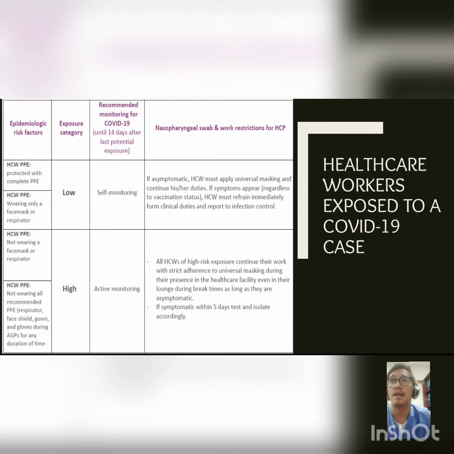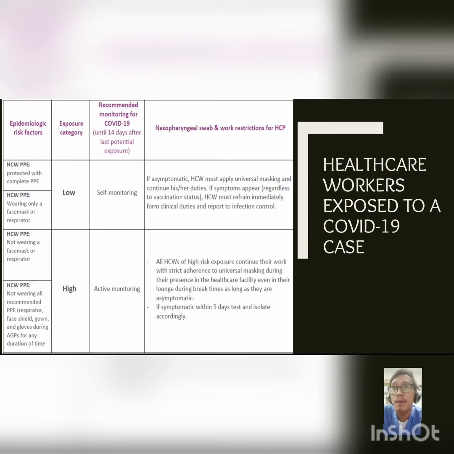On the slide is the epidemiologic risk classification for healthcare workers following exposure to patients with COVID-19 or their secretions or excretions in a healthcare setting and their associated monitoring and work restrictions recommendation. So there are 4 columns. On the first column we have your epidemiologic risk factors. The second one is your exposure category. The third one is recommended monitoring for COVID-19 until 14 days after last exposure. And the last one is your nasopharyngeal swab, whether it's required or not, and work restrictions for healthcare practitioners.